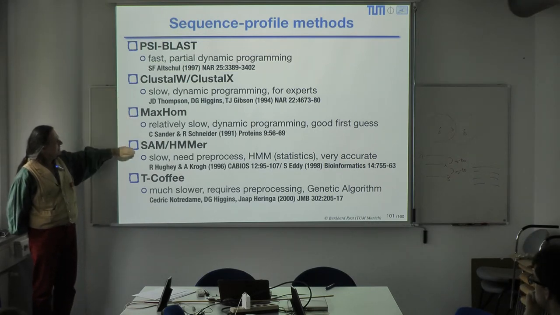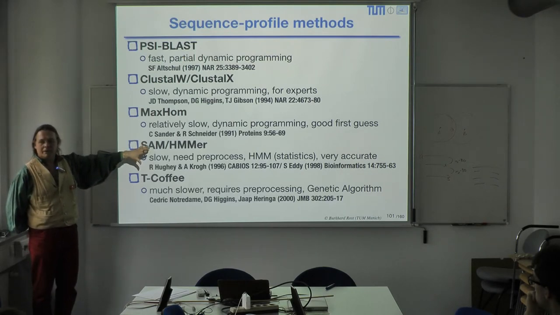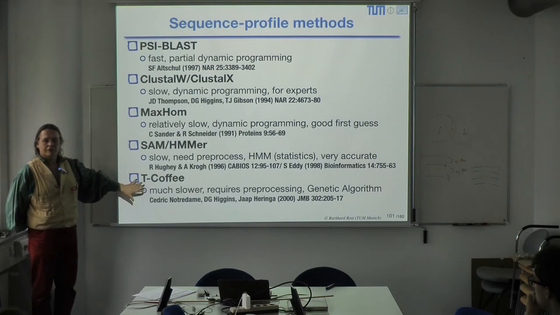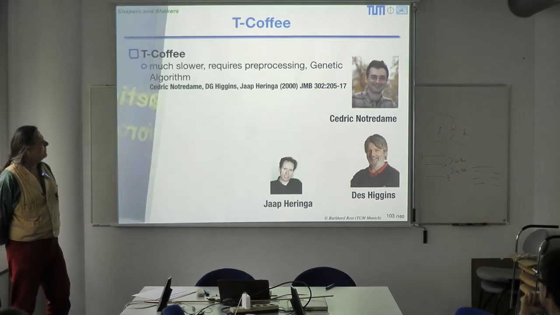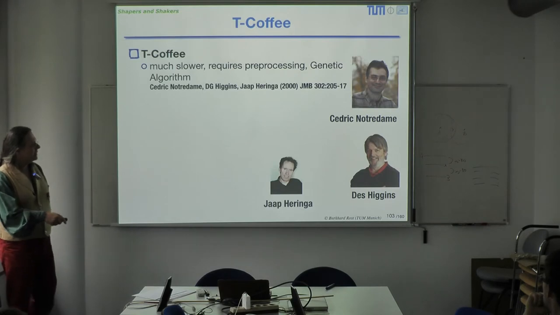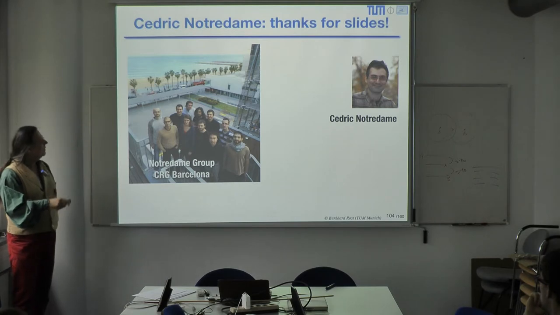This is important for the philosophy. The next one is HMMER, that is used for Pfam, underneath Pfam. So that may ultimately take over in terms of the most used program. Here comes something totally different, T-Coffee. This is a genetic algorithm. It comes from Cedric Notredame, Jaap Heringa, who's at Amsterdam, and Des Higgins. And that is where Cedric sits.